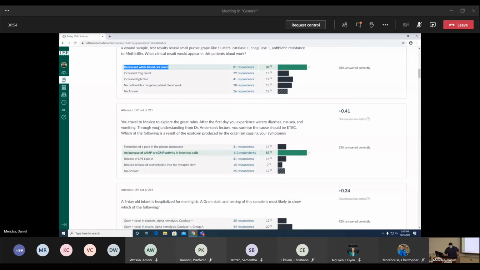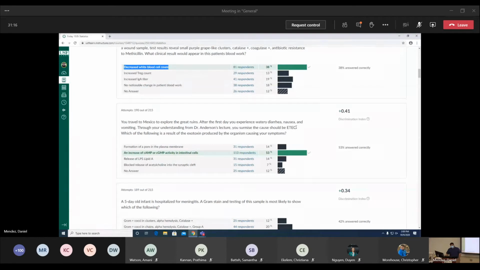Our next question: you travel to Mexico to explore the Great Ruins. After the first day, you experience watery diarrhea, nausea, and vomiting. Through your understanding from Dr. Anderson's lecture, you surmise the cause should be ETEC. Which of the following is a result of the exotoxin produced by the organism causing your symptoms? So here, what is the toxin and what does it actually do?